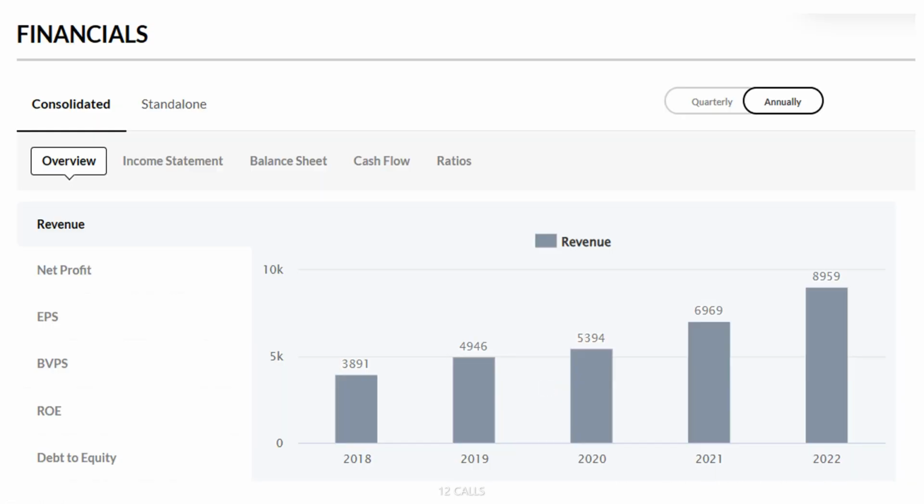Alright, we'll start by looking at the financials. This is the financial of DivisLab. The first thing we'll look into is revenue, and we can see that in the last 5 years revenue is continuously increasing. It did a top line of 3,800 crore, and now in the last year it did 8,900 crore, which is almost a 125% jump.